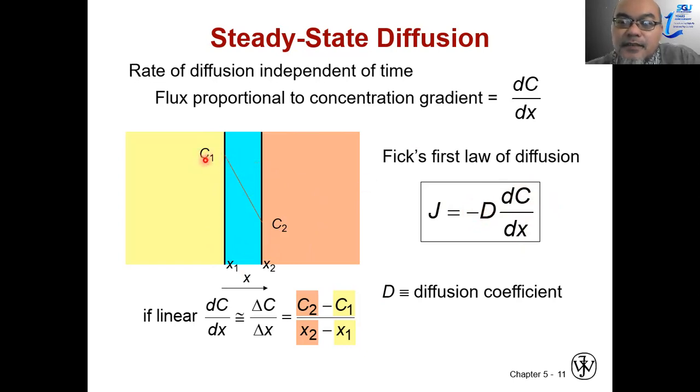The direction of the diffusion is opposite to the gradient of the coordinate. So if linear, then dC/dx equals delta C over delta x, equal to C2 minus C1 divided by x2 minus x1. If the material flows into C2 and C2 is smaller than C1, this value will be negative, right? And then if you put the negative sign, it becomes positive. So J is positive. The D here is the diffusion coefficient.